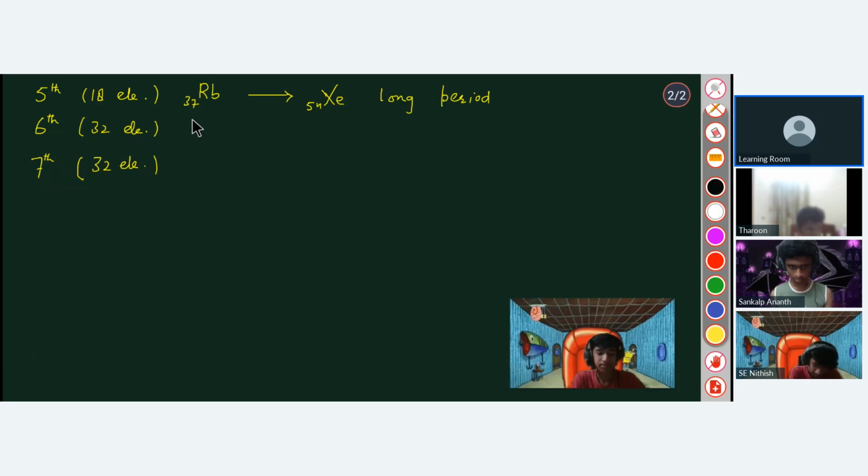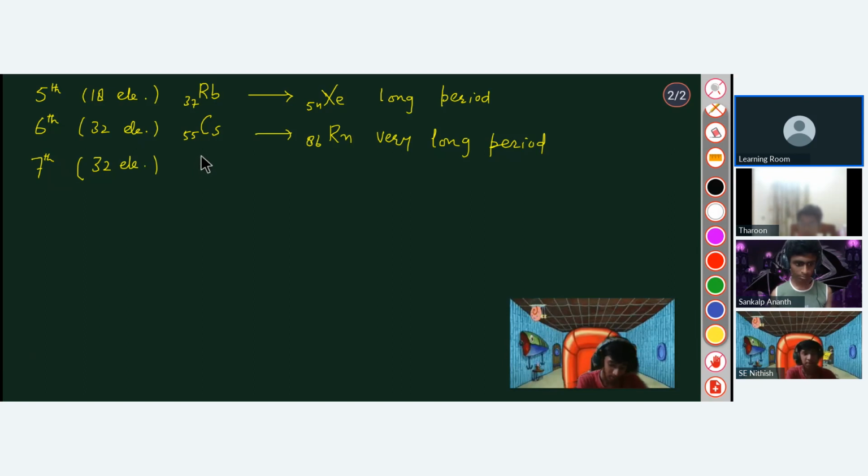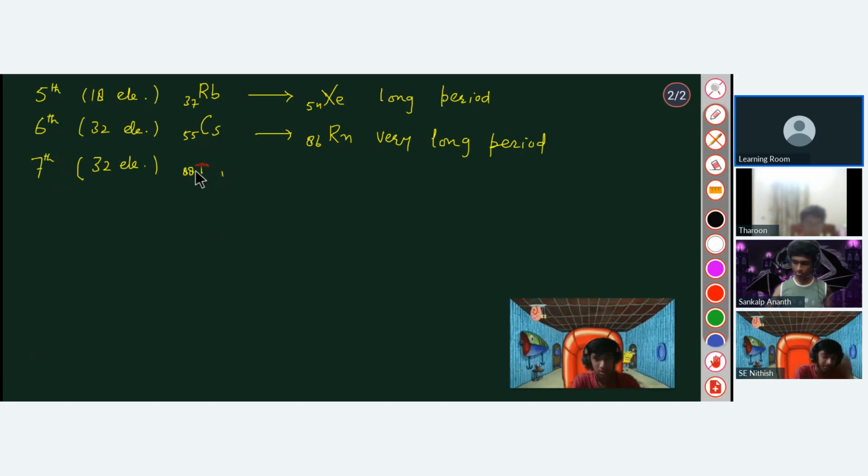So the sixth period starts from cesium, atomic number 55, and ends at radon, atomic number 86. So this is known as very long period. And then we have the last, seventh period. It starts from radium. Radium is a radioactive element, atomic number 88. Exactly, after cesium it is francium. It is not radium. It will be your francium.